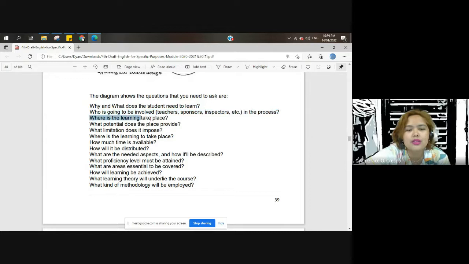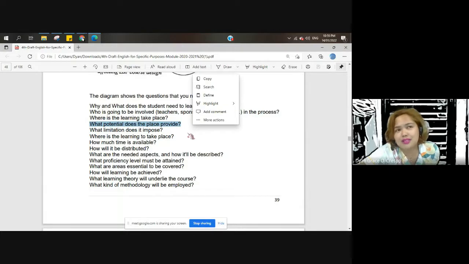Where is the learning take place? Where does the learning take place? So saan siya manggagaling? Would you be in an office? Would you be in an informal setup? Would you be in a classroom? Where? What potential does the place provide? Now in MIFATs is where I'm working.